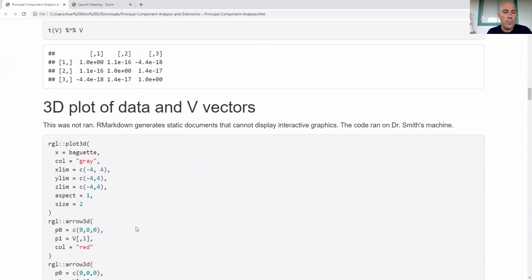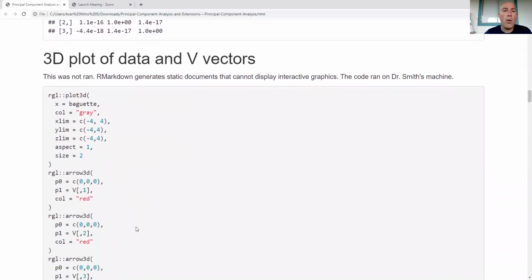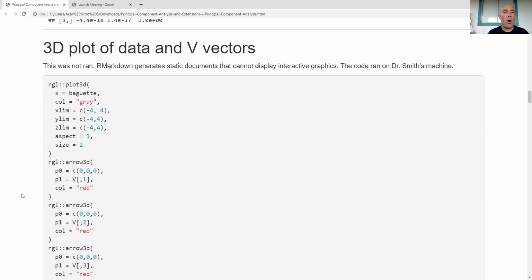All right, so now we can take a look at the 3D plot of our data, because remember I have 3 columns. After I do that, I can put on arrows showing where the principal components are pointing. In R, I use plot3D from the rgl package. This opens up a GUI so that with your cursor, you can move around the cloud of data and see what's going on.